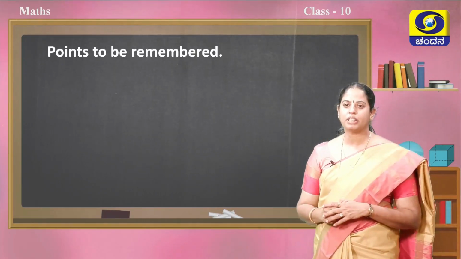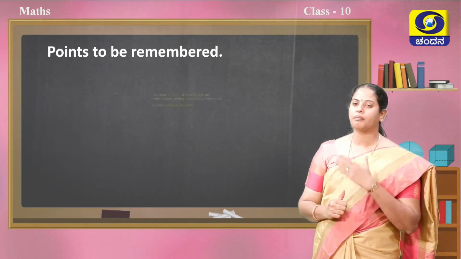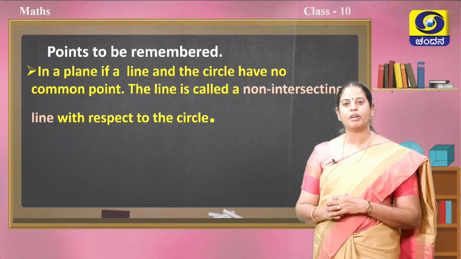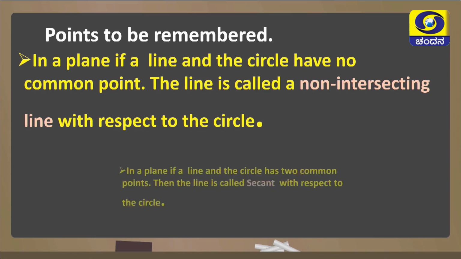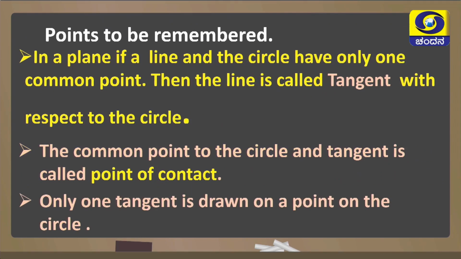So, the points to be remembered at the end of this class are the important points. In a plane, if a line and the circle have no common points, the line is called a non-intersecting line with respect to the circle. This we have observed. And one more thing, in a plane, if a line and the circle have two common points, then the line is called a secant with respect to the circle. In a plane, if a line and the circle have only one common point, then the line is called a tangent with respect to the circle.